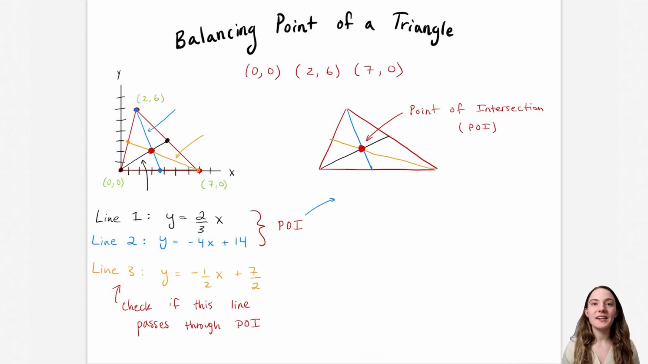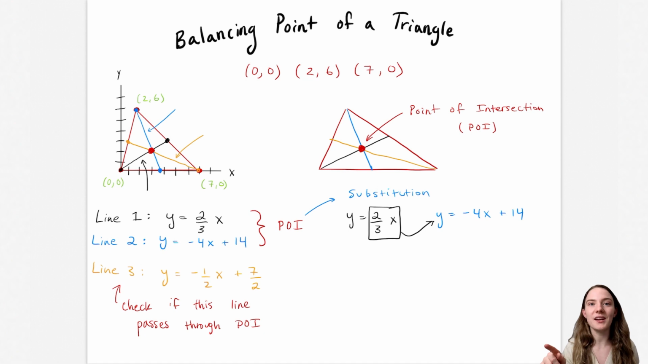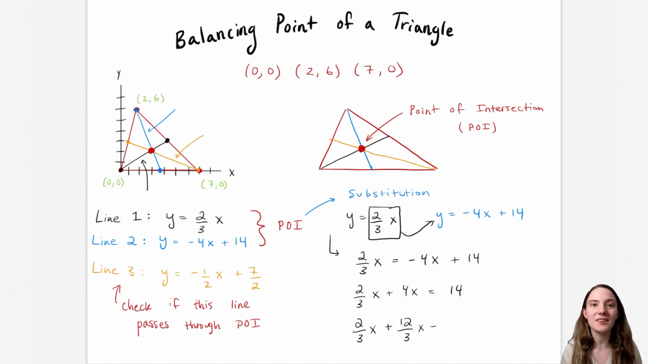So let's start by finding the point of intersection with the first 2 lines. I told you I was going to use the method of substitution, and this is really quite simple. Our first line says that y is equal to 2/3 x. I can take that value for y and substitute it into my second equation. Now I have an equation that says 2/3 x is equal to negative 4x plus 14. From here, all I need to do is solve for x, and when you do that, you can see that x is equal to 3.